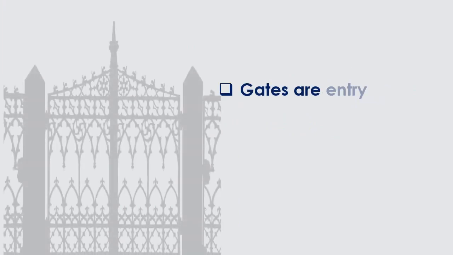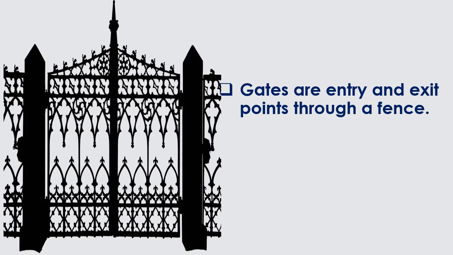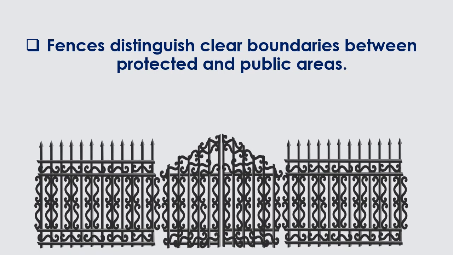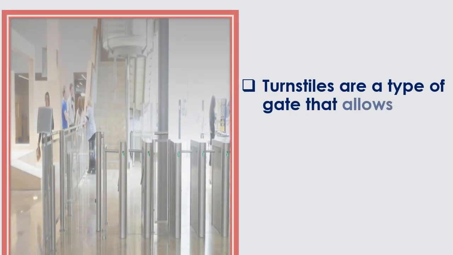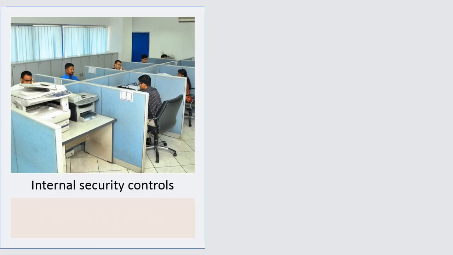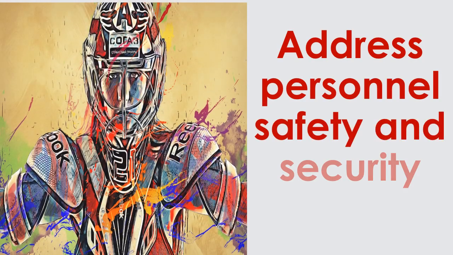Gates are entry and exit points through a fence. Fences distinguish clear boundaries between protected and public areas. Turnstiles are a type of gate that allows only one person to enter. Internal security controls deal with work area separation and personnel badging. Address personnel safety and security concerns.